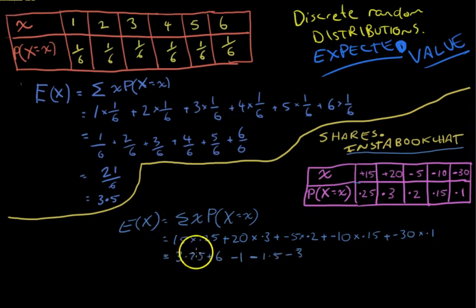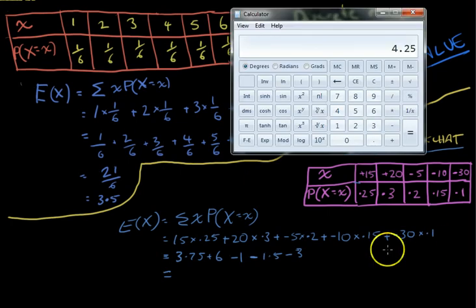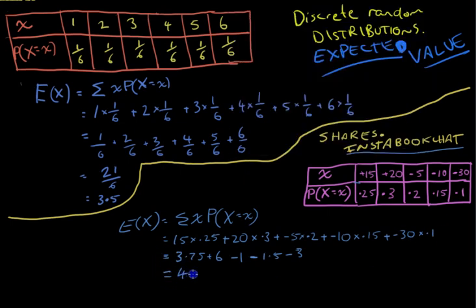Okay, you can see my next line of working here. 15 times 0.25 is 3.75, 20 times 0.3 is 6, and then we've got the negatives. Minus 5 times 0.2 is negative 1, negative 10 times that is negative 1.5, and finally negative 30 times 0.1 is negative 3. Once we add all that up we get 4.25. Okay, so we have a positive expected value for this share, so it probably makes sense to buy it.